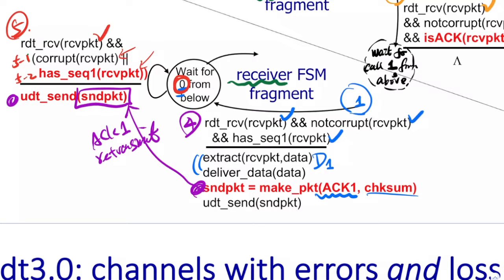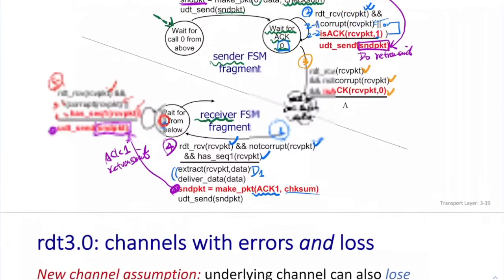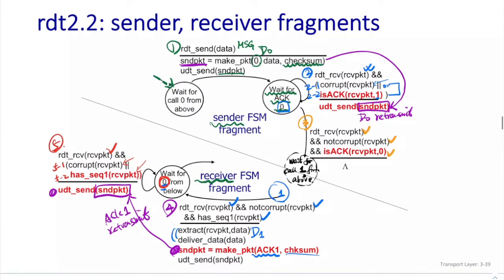So when the sender receives the duplicate ACK, it knows there's something wrong with the transmission, so it has to resend the packet with sequence 0, data sequence 0. Okay, so I think that's RDT 2.2.